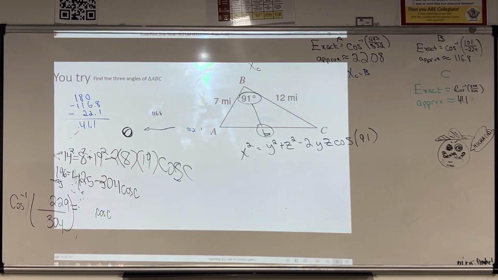Perfect. So now you're going to hit second. Bring the square root up. I don't know where the square root is on this calculator. So second, x squared, and then it brings you to the square root. Now hit equals.